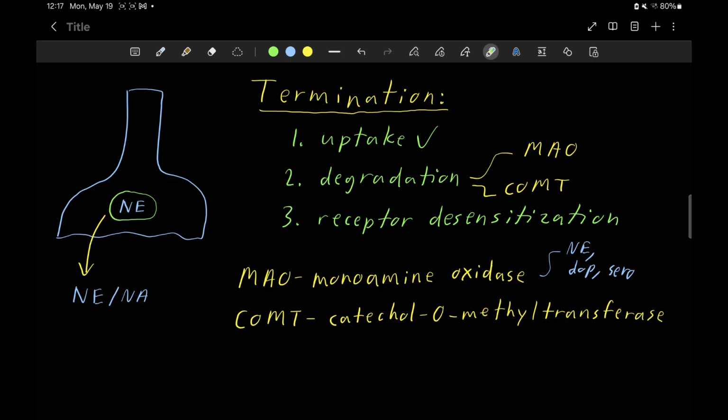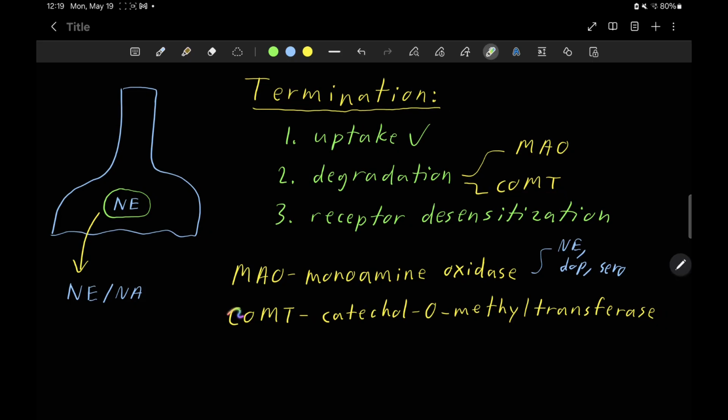The second one is called COMT. So the second termination enzyme, COMT, stands for catechol-O-methyltransferase. As the name suggests, catechol means that it acts upon catecholamines like norepinephrine, epinephrine, dopamine, and methyltransferase means that it acts by adding a methyl group. So it adds a methyl group to your norepinephrine or your dopamine or whatever other catecholamine you're dealing with, and in doing so, it terminates it and it prevents response from happening.